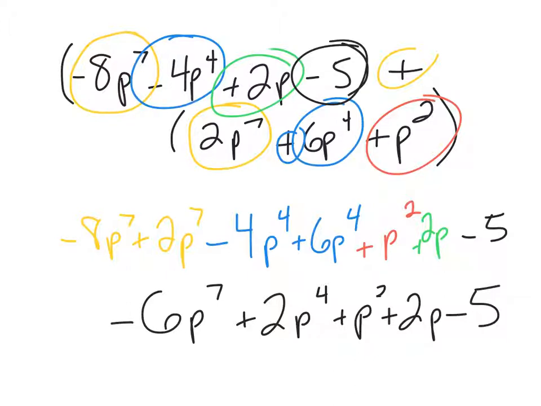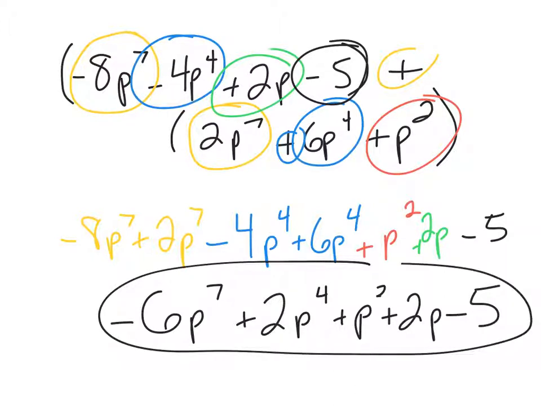I know that seems crazy that this is the simplified answer, but that's how we add those polynomials. Maybe later if somebody came in and told us what p was, we would be able to solve this expression. But right now, when we have those variables with those exponents, we cannot combine those, so that is how we would do that. That's how we're going to add those polynomials.